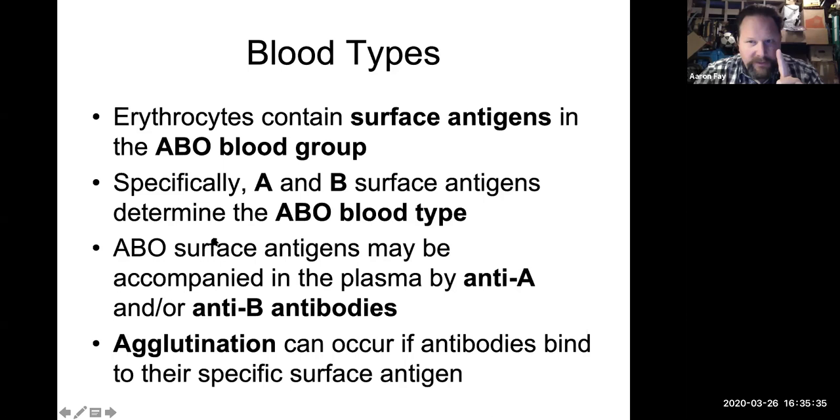In addition to these antigens, these sugars on our red blood cells, blood will contain certain kinds of antibodies. An antibody is an immune protein that can bind antigen. So if for whatever reason you have the A antigen, the A sugar on your red blood cell, and you have an anti-A antibody, meaning an antibody that binds the A sugar, those two are going to get together and you're going to have an immune response, right? We don't want that. You don't want your immune system attacking your own red blood cells.